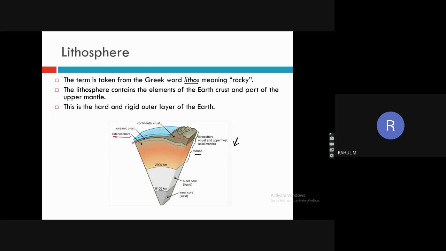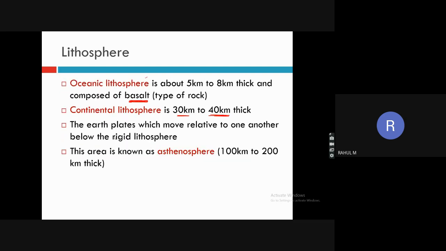I hope you have drawn this here. This is your asthenosphere. Okay, clear.